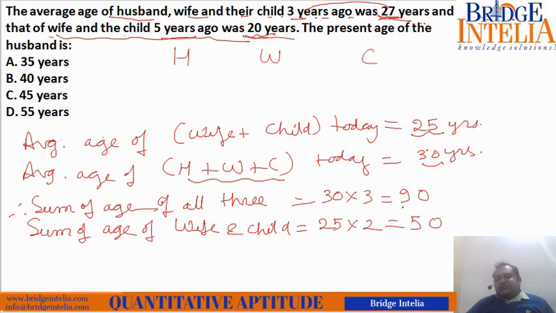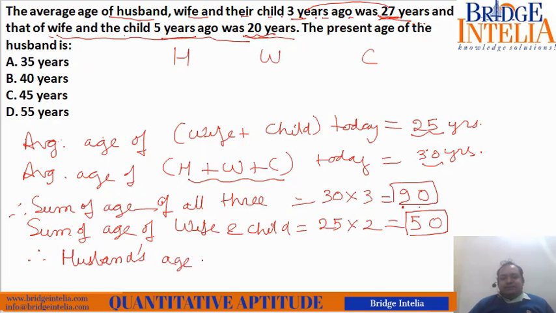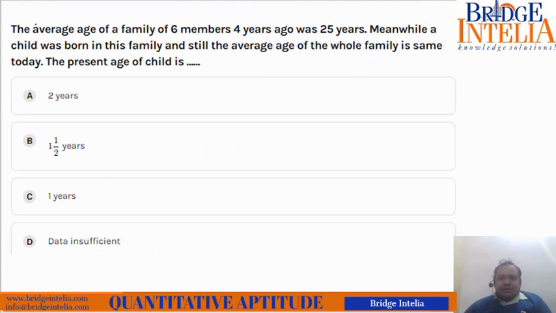So the sum of ages of husband plus wife plus child is equal to 90, whereas the sum of only wife and child is equal to 50. Therefore, the man's age, or husband's age, will be 90 minus 50, 40 years. So the concept is, if you know the average in future or in past, bring it to the current average. Don't solve it as it is.